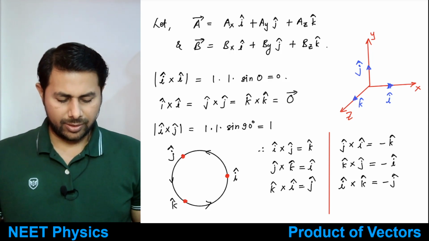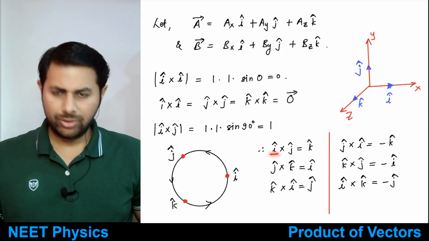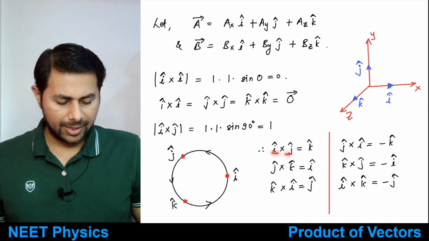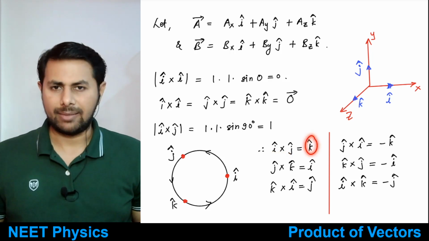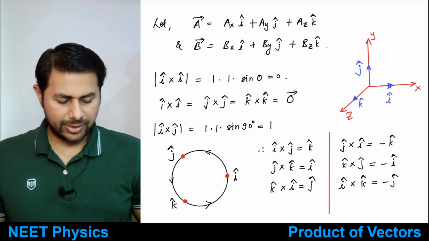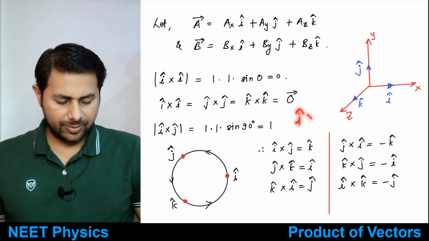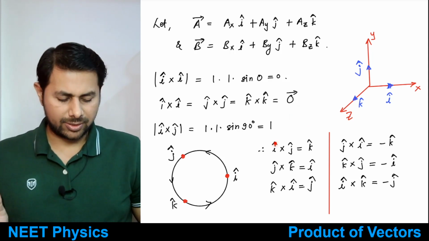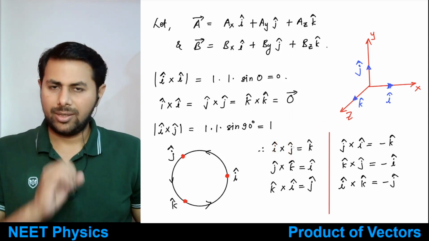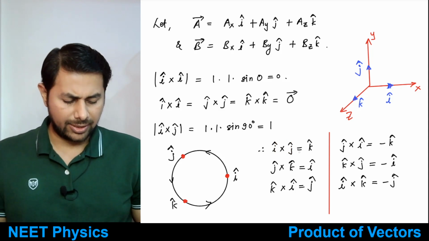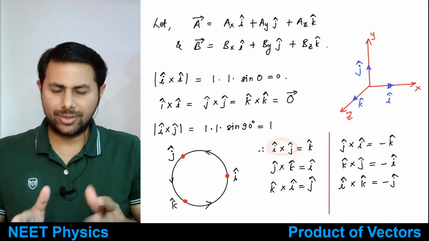Okay, good. Then I want to take i cap cross j cap. So next, i cap cross j cap will be equal to k cap. How? If you take the magnitude of this one, what will be the magnitude? It is the magnitude of the first, that is 1, into the magnitude of the second, that is 1, multiplied by the sine of the angle between the two. What is the angle between the two? 90 degrees. Sine 90 is 1. So i cap cross j cap's magnitude is equal to 1.